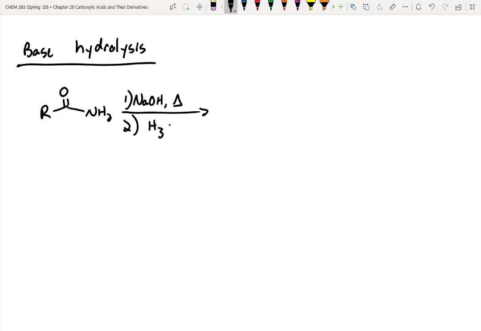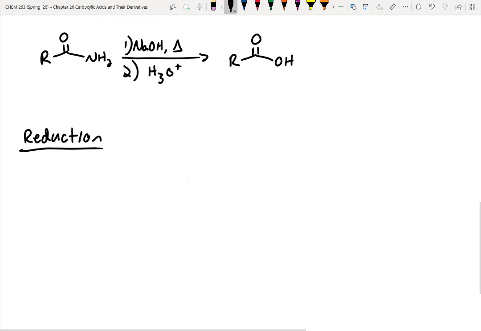And at the end, we need to ensure that our carboxylic acid is protonated by treating it with a second step of an acid wash. So we're actually able to convert this to a carboxylic acid as well. All right, the last one I wanted to show you is the reduction. And the reduction one is kind of unique. The textbook doesn't show the full mechanism. So we're just going to stick with showing you the overall transformation.